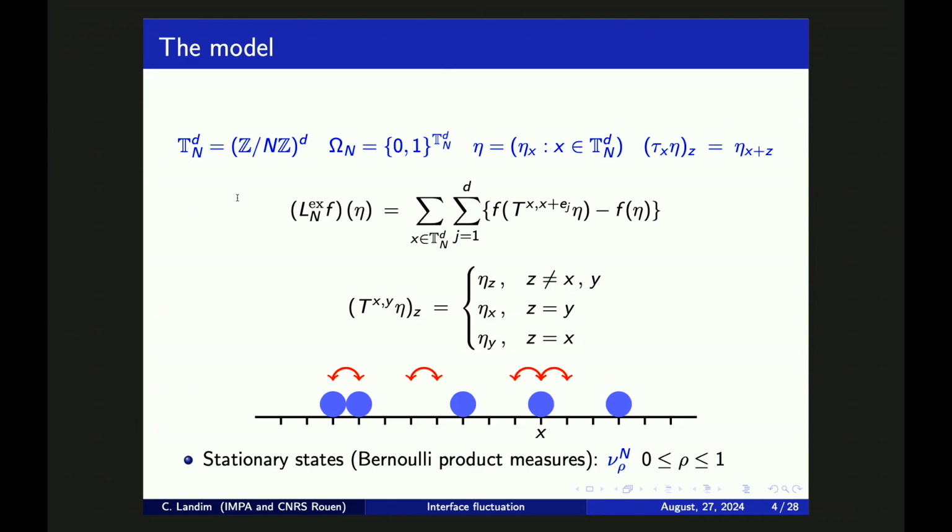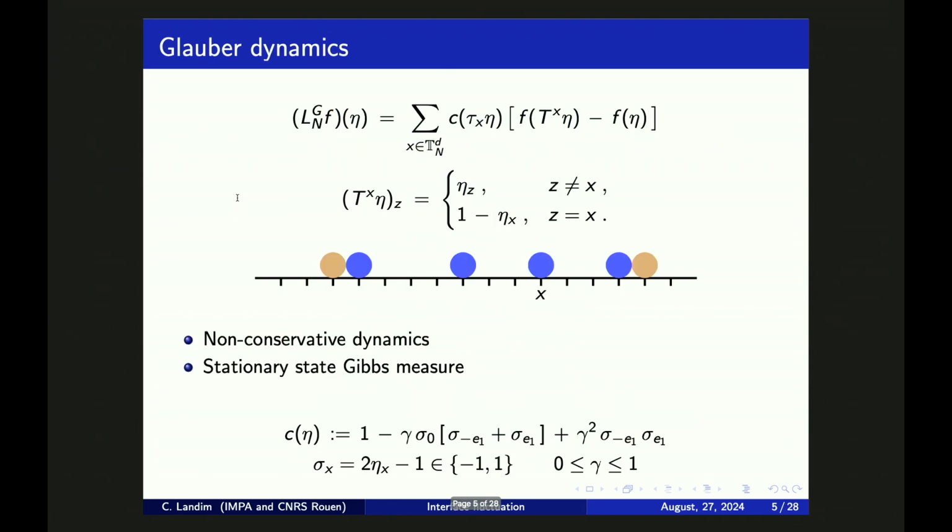And in consequence, you have a family of stationary states, which are very easy. They are just the product Bernoulli measures: you fix a density rho, and at each site you place a particle with that probability. You leave it empty with probability 1 minus rho. You do that independently, and you get a measure which is reversible for these dynamics.